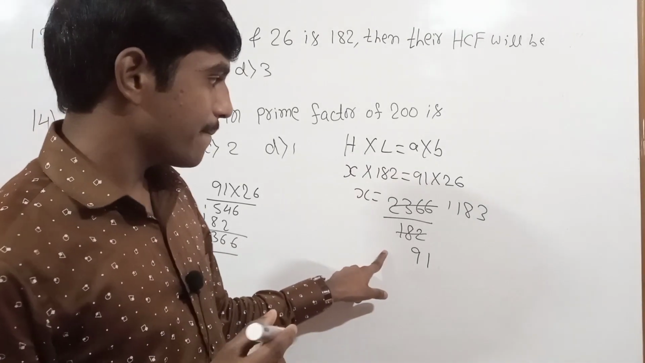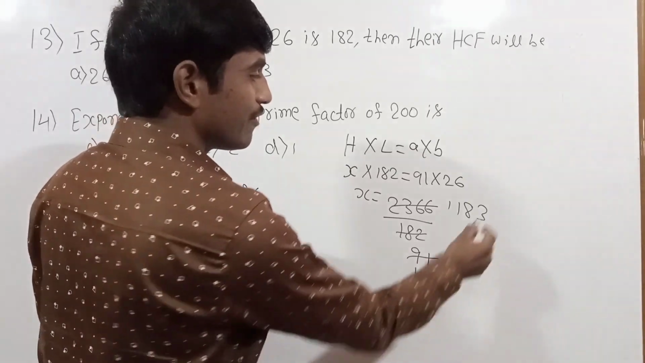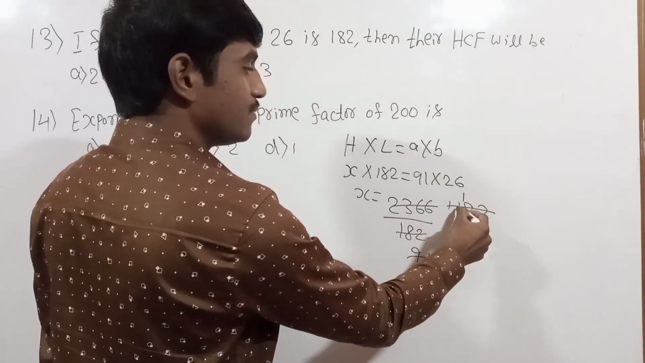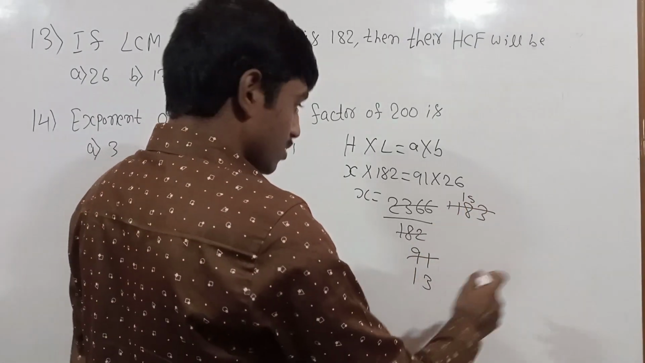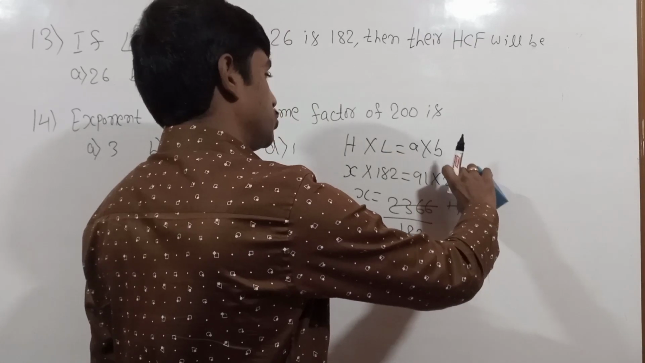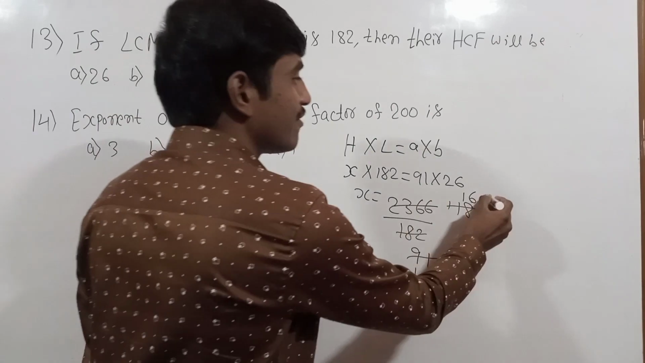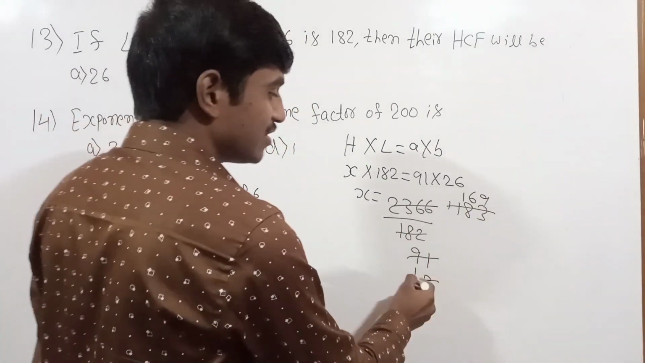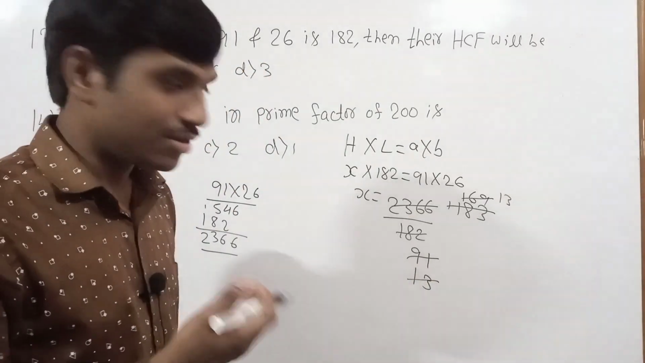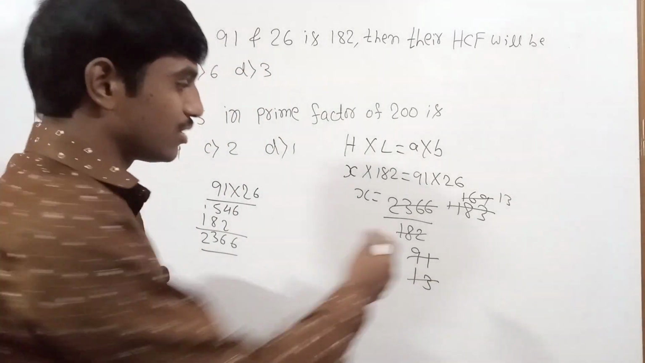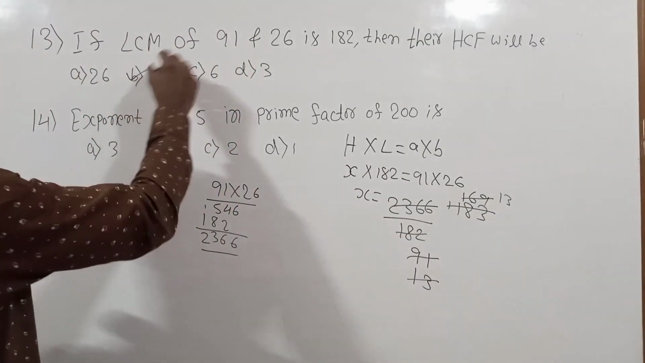So this is divisible by 7. So 7 ones are 7, 21, 7 threes are 21. Again here 7 ones are 7, 48. 48 means 7 fives are 35, 7 sixes are 42. Remainder will be 6. 63 means 7 nines are 63. Now again, 13 ones are 13. 13 into 13 is 169, because we know that 169 is a perfect square. So the answer is 13, which is option B.